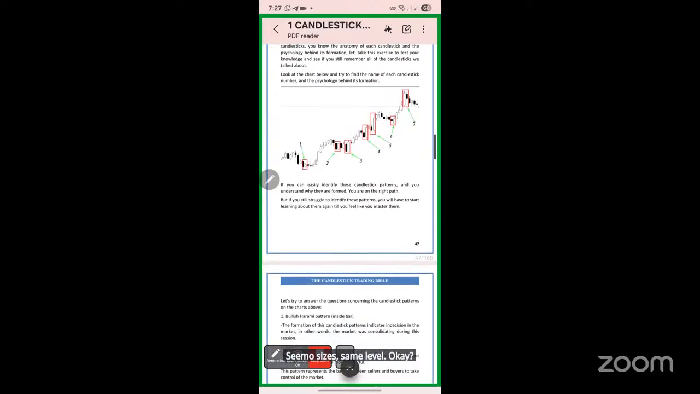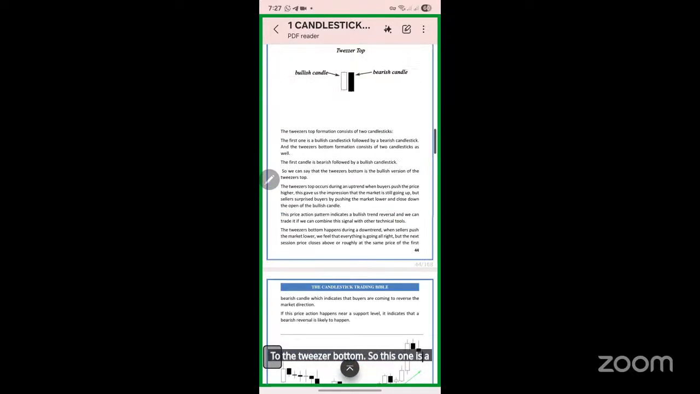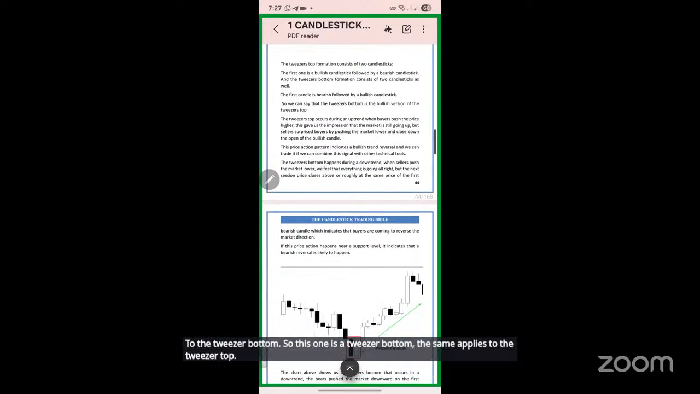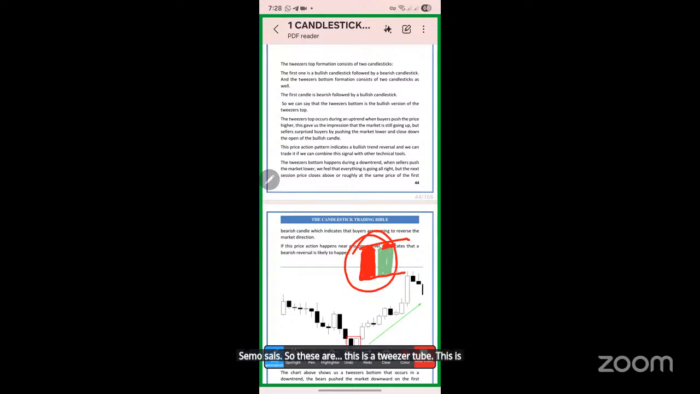The same applies to the tweezer top. So here you can have a tweezer top. For it, a green candle forms here, then the red candle forms here. These are two candles, green candle, red candle, at the same size, same level. So this is a tweezer top. This is a tweezer bottom.